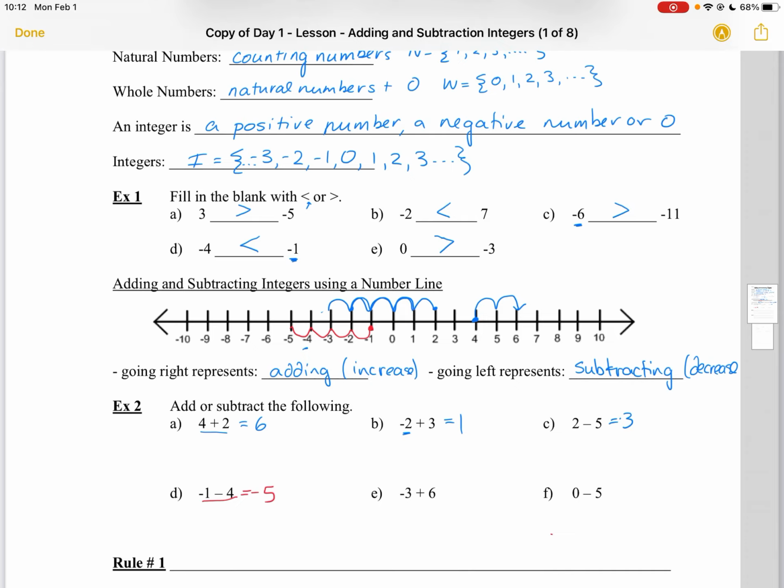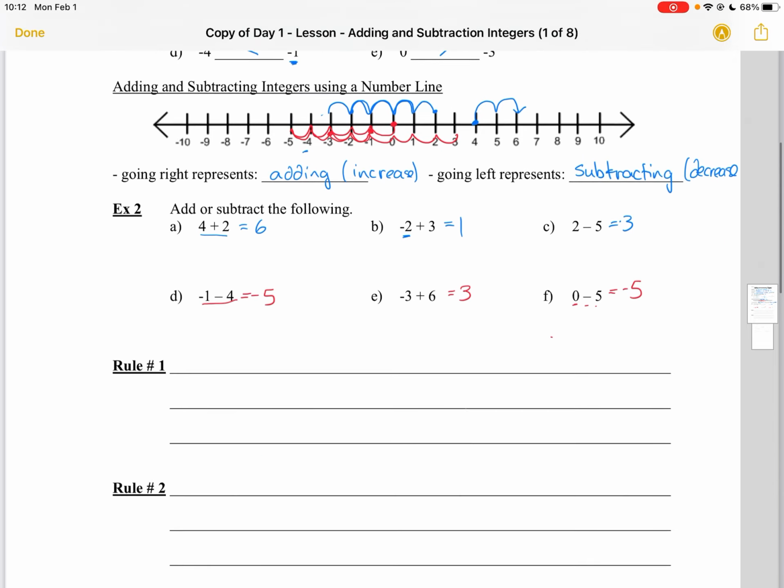Next one, start at minus 3, and I'm going to go to the right 6. 1, 2, 3, 4, 5, 6. It's going to give me positive 3. The last one, I'm starting at 0, and then I'm subtracting. So I'm going to the left 5, 1, 2, 3, 4, 5, which gives me minus 5.